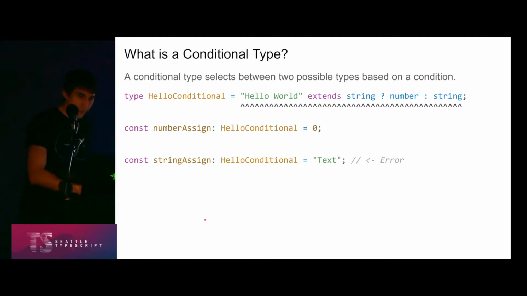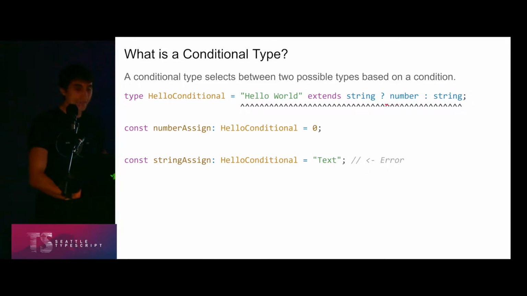A conditional type is really similar to the ternary operator. So if you've ever used this question mark operator in JavaScript, it lets you put a condition, and then after the question mark, you'll have two results, the true result and the false result. And a conditional type just lets you do that with types.